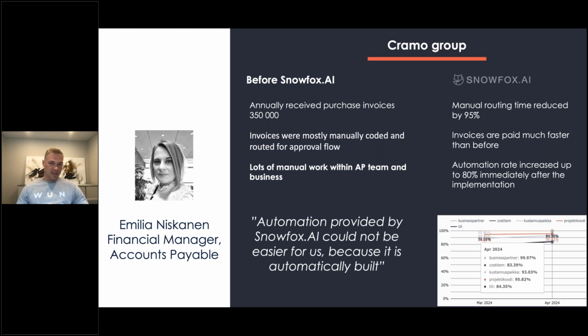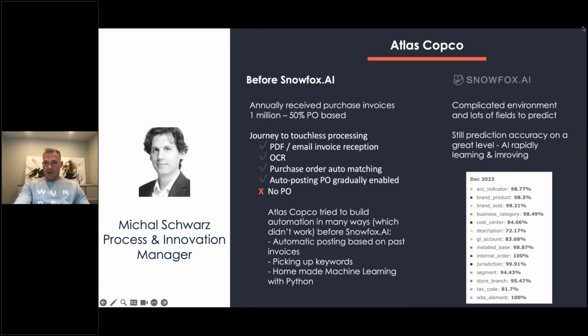And the quote: "Automation provided by Snowbox AI could not be easier for us because it is automatically built." So just implement AI and this happened. They didn't have to do any kind of a big project of trying to build those rules and stuff, but just implemented AI as an extension and so on. And this happened.